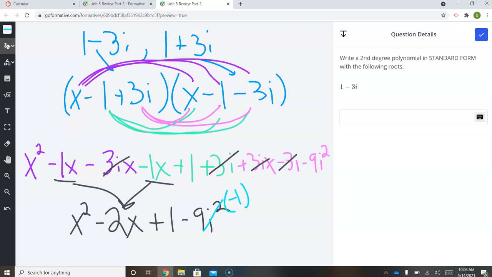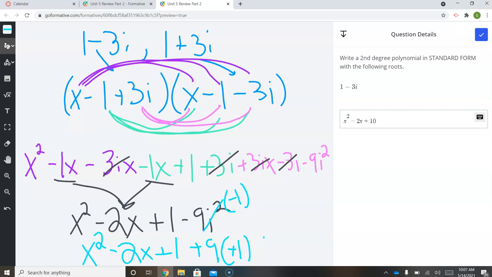So what I end up here with, just to show you this middle step, is x squared minus 2x plus 1 minus 9 times negative 1. And negative 9 times negative 1 is positive 9. So I end up with x squared minus 2x plus 10 for my final answer, because the 1, just to show you one more time, plus and plus, 9 times positive 1 is positive 9. 1 plus 9 is 10.